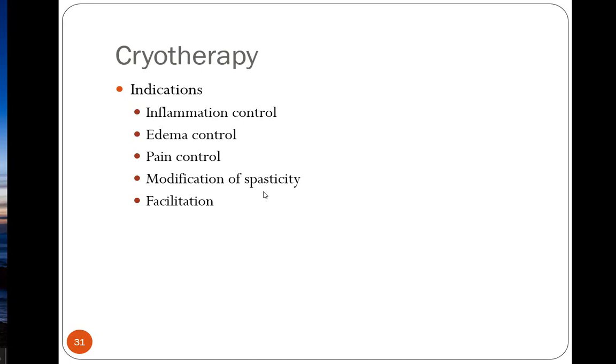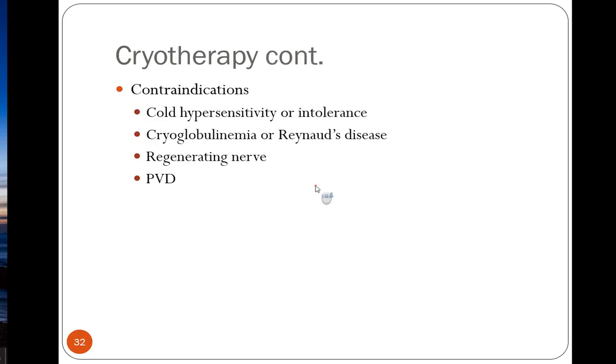It is used for reducing pain and modification of spasticity. It does actually reduce spasticity if used properly on the belly of the muscle. A lot of therapists will use a frozen styrofoam cup of ice and rub it on the muscles to reduce the spasticity. It can also be used to facilitate muscles that are flaccid. It has to be rubbed differently, obviously.